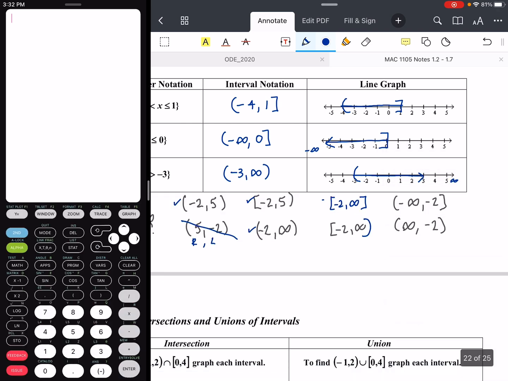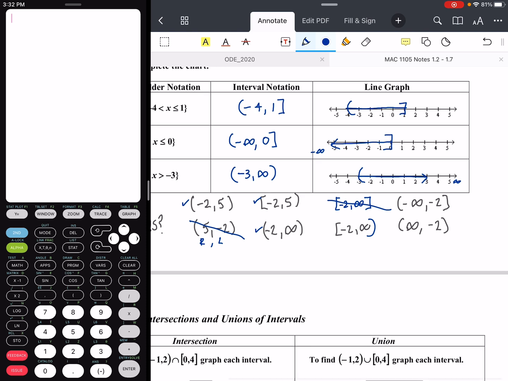Oops, this can't work because we can't have a square bracket with positive infinity or negative infinity. This guy down here is fine, square bracket at -2 is fine, and then the infinity is fine as well. And on our number line, -2 on the left and then infinity on the right looks good to me.